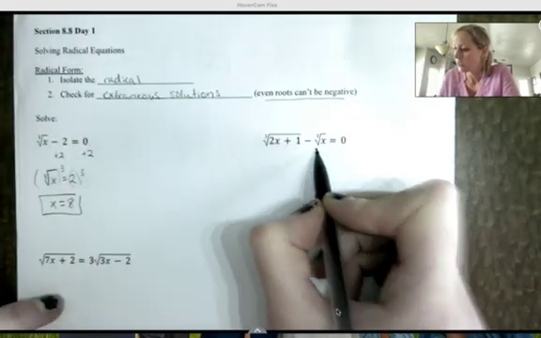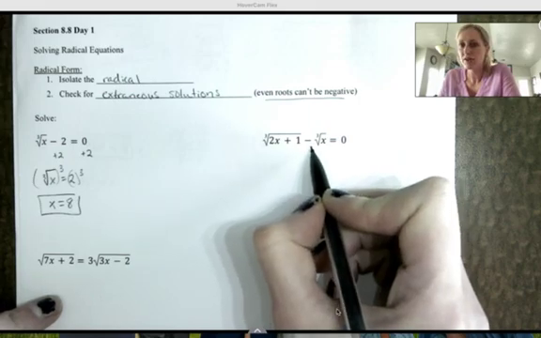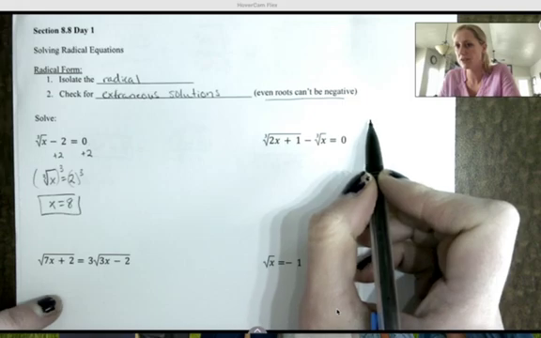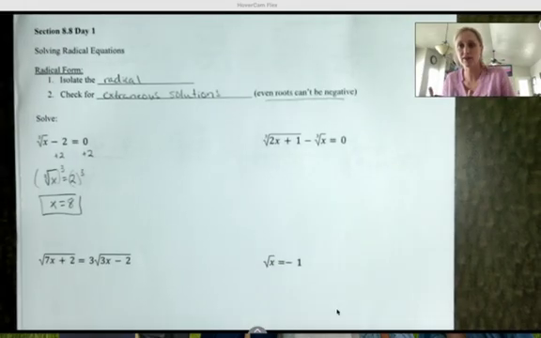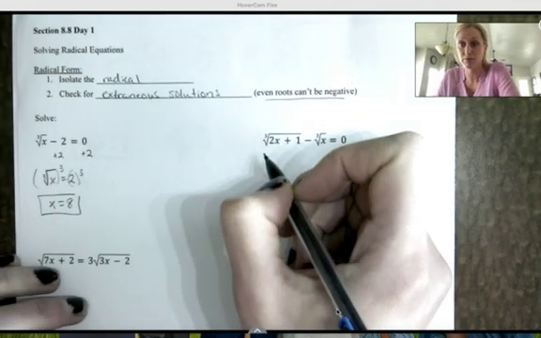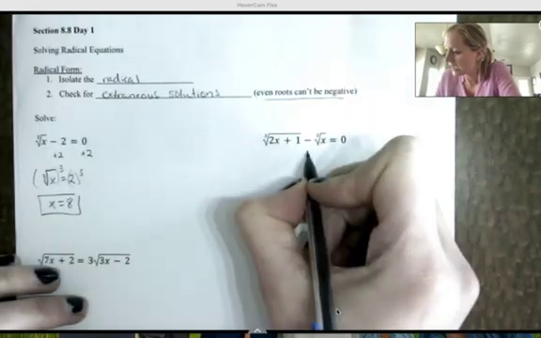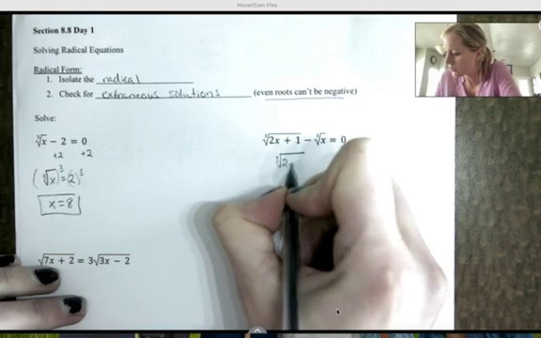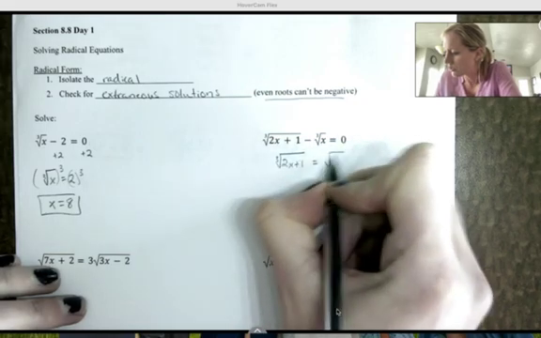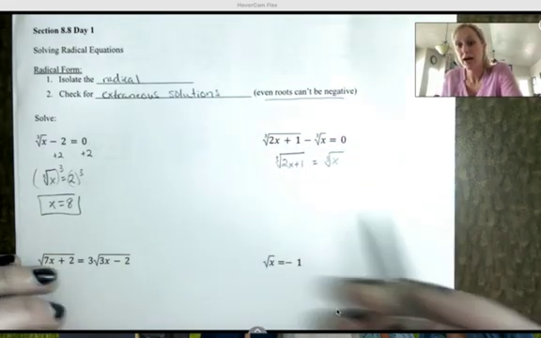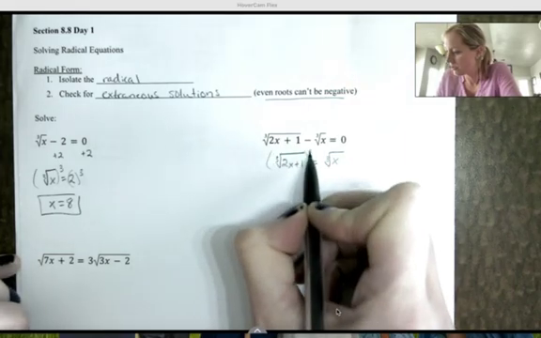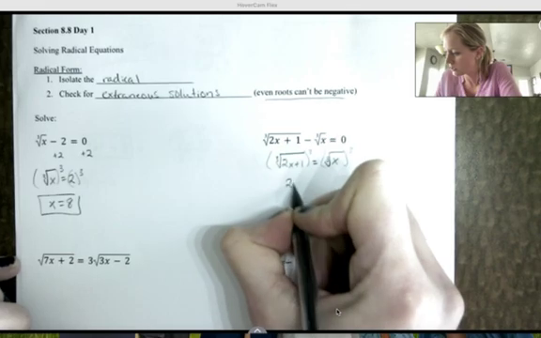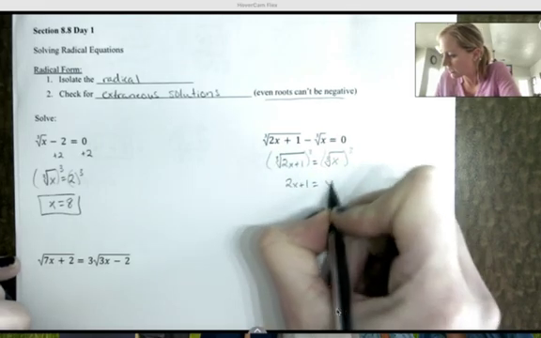Okay, here, now this one I have 2 different cube roots, but if I have a cube root on each side and I cube both sides, that'll get rid of the roots, of the radical, excuse me. So I'm going to add this cube root of x to the other side. So I'm at cube root of 2x plus 1 is equal to the cube root of x. Okay, so now when I cube both sides, that'll get rid of the cube root. So I have 2x plus 1 is equal to x.